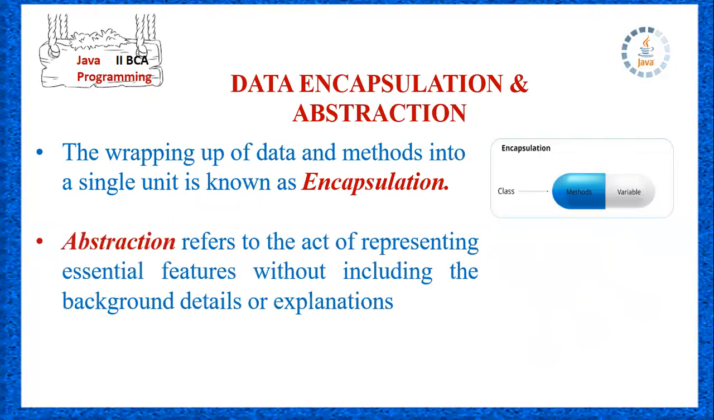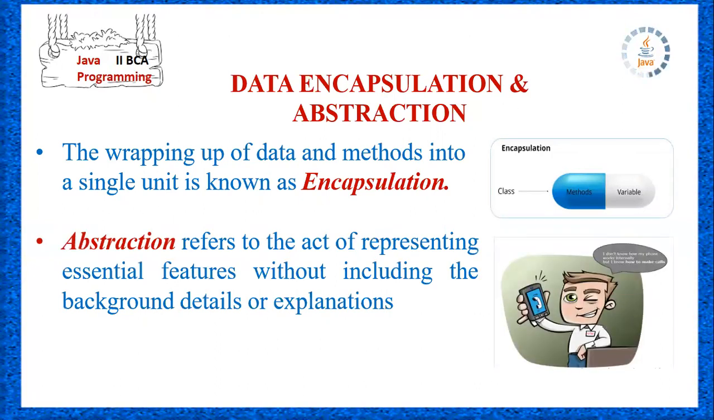Next one, data abstraction. Abstraction refers to the act of representing essential features without including the background details or explanations. So data abstraction is the process of hiding certain details and showing only the essential information to the user. Consider one simple example of a mobile phone. We know it is a complex electronic device which is used for text and voice communication. How the internal circuitry of the mobile phone functions to enable the end user to talk to a remote person is irrelevant from his viewpoint.